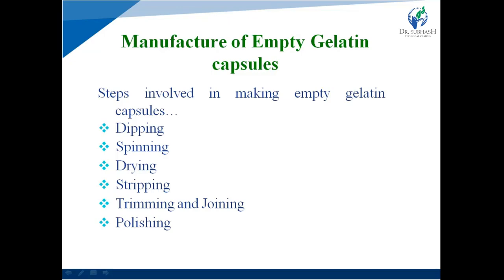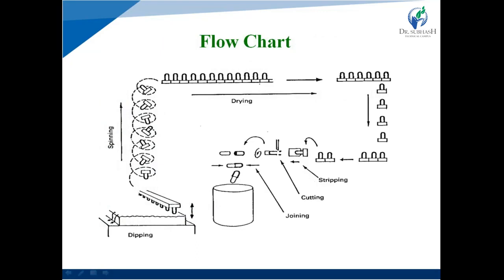First one is dipping. In dipping, gelatin solution of required viscosity is taken in a reservoir. The plate holding the pins is lowered into the reservoir to the suitable depth for the required period of time. This helps in achieving proper length and thickness of shells, and the pins are then spun so that the gelatin solution is distributed uniformly over them.